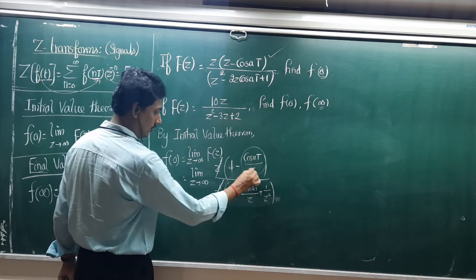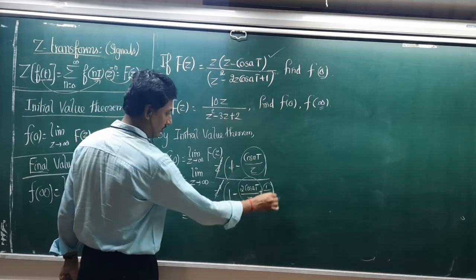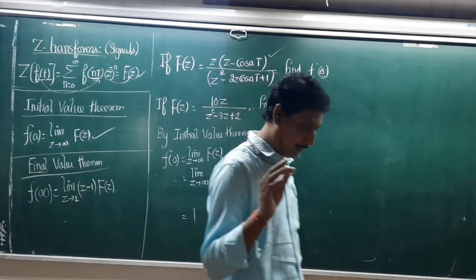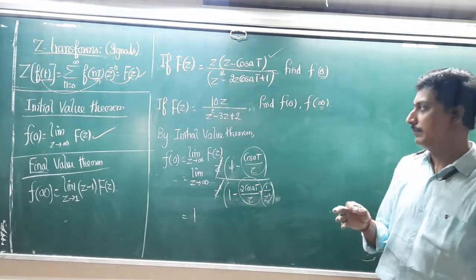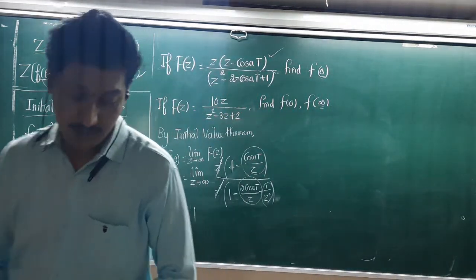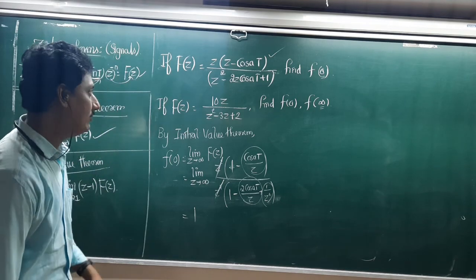So this term becomes 0. Anything by infinity is 0. So 1 by 1, the answer is 1. Very simple. But I don't know what the input f of t is. I only have the output, so that I can easily find out the f of 0 value. So this is the real application of the initial value theorem.